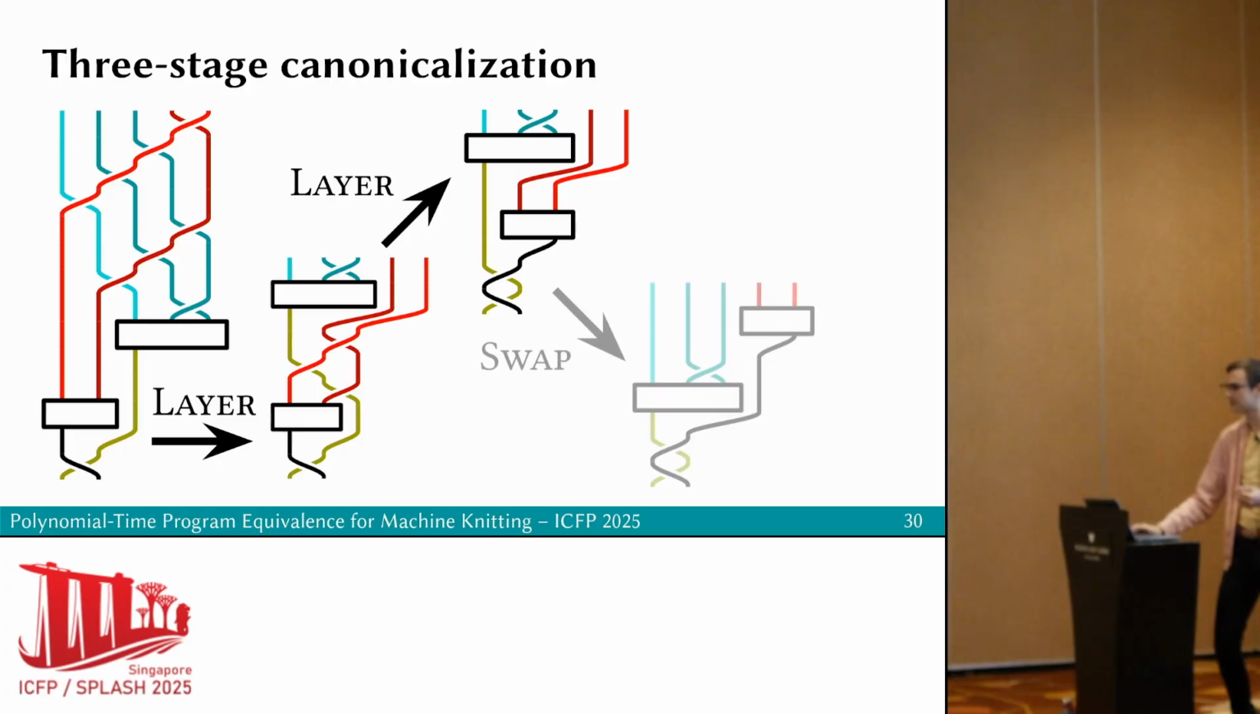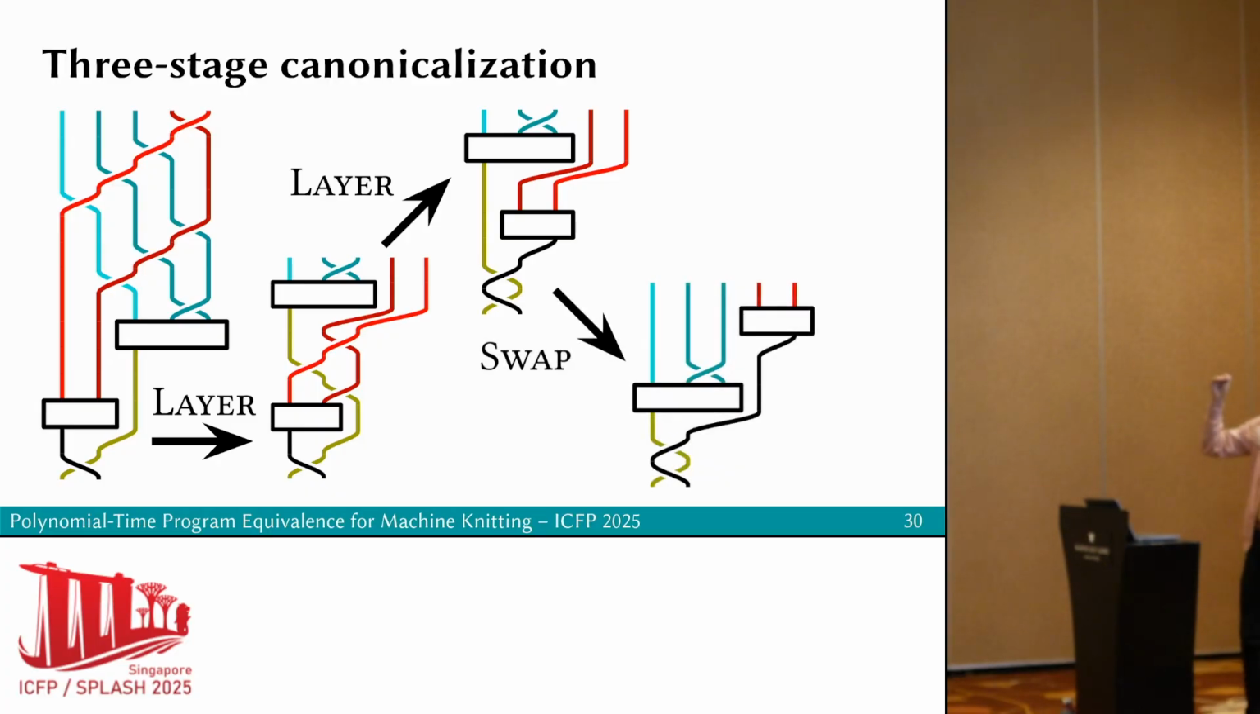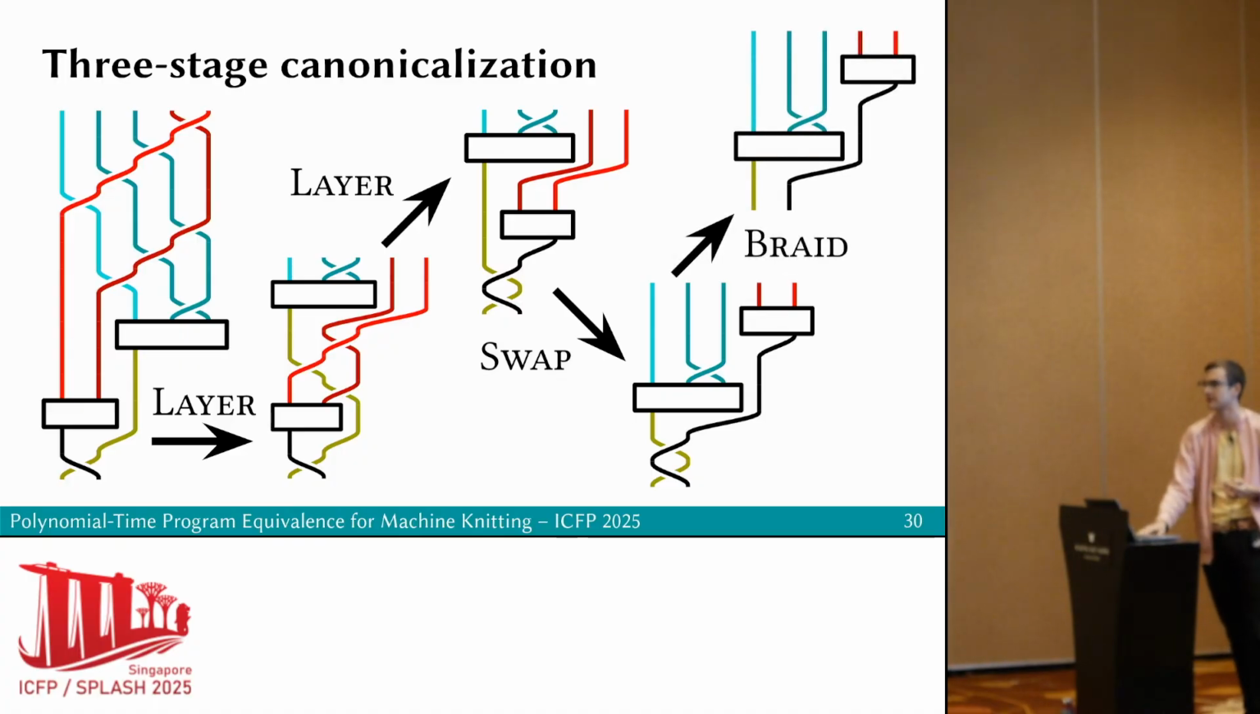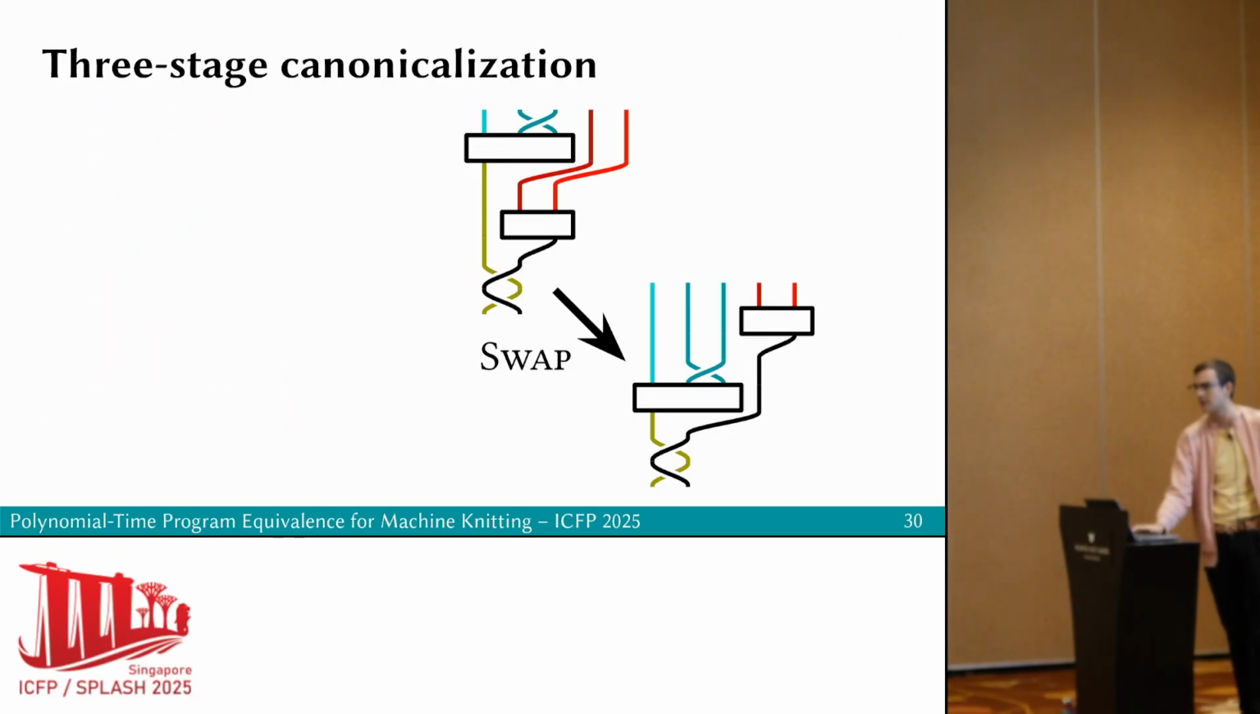After layer, we use swap to vertically reorder stitches to achieve a canonical order of them. So in this example, we just swap those stitches' places. And then finally, we use braid to simplify any remaining yarn crossings. The most difficult part of our algorithm is the swap step because we somehow need to decide whether 2 adjacent stitches are able to swap places vertically.